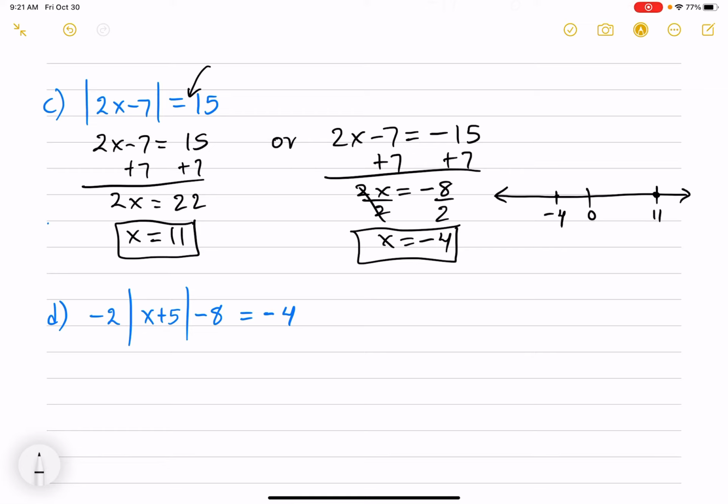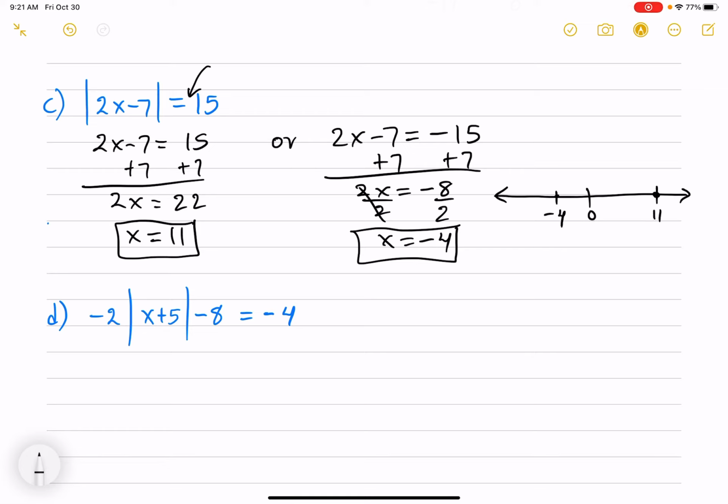And last but not least, if you're going to solve an equation that has numbers outside of the bars, think about it. All the other examples I did, the bars were entirely by themselves. There were no numbers outside. So if that's the way we solve the equations with no numbers outside the bars, then we need to probably get rid of those numbers outside first. So we're going to start by adding 8 to both sides.